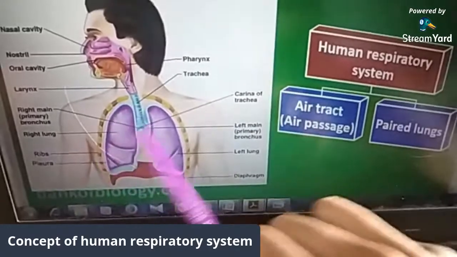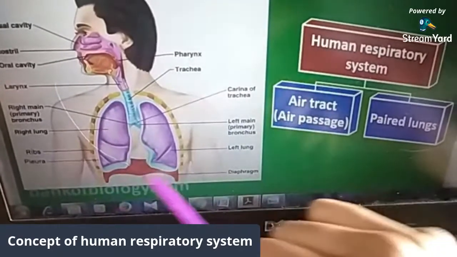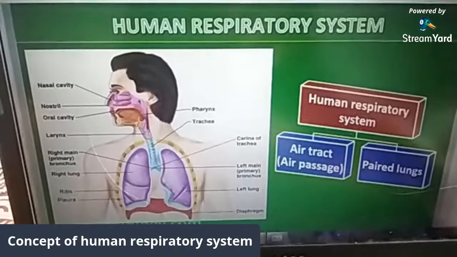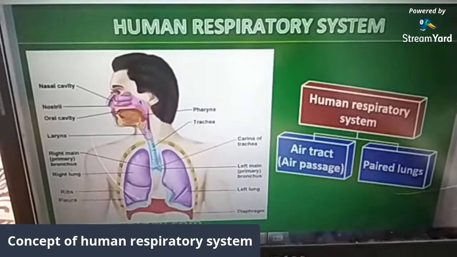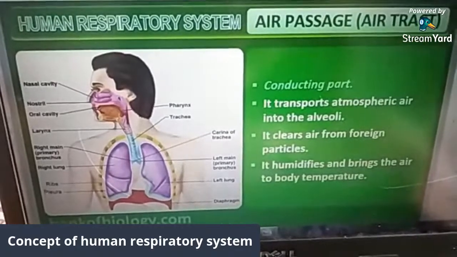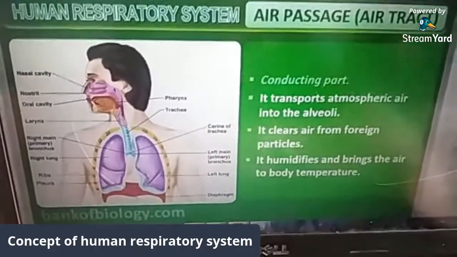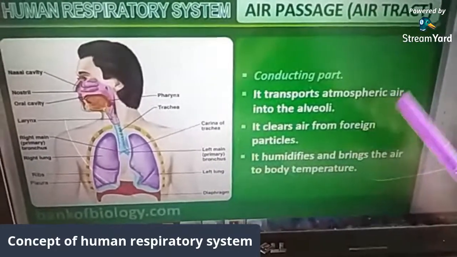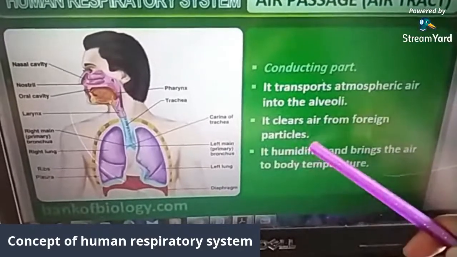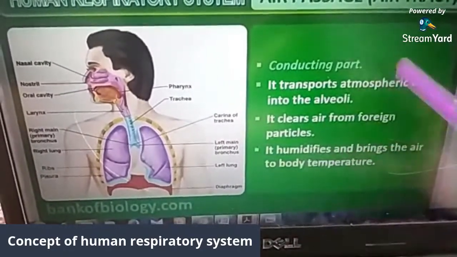The membrane between the lungs is called the pleura, and this is the diaphragm. Clear? All those organs perform a great role in the exchange of gaseous material in our body. How do these organs perform this role? First, it transports the atmospheric air into the alveoli. It clears the air of foreign particles, then humidifies it and brings it to body temperature.